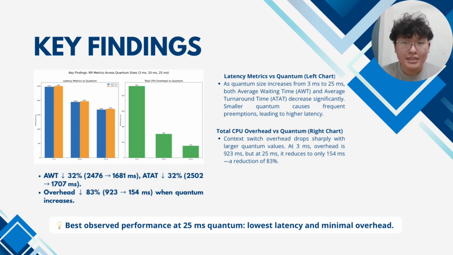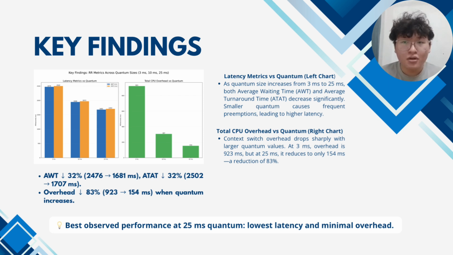As the quantum size increases from 3 milliseconds to 25 milliseconds, both latency metrics decrease significantly. Specifically, average waiting time decreases by 32% from 2476 milliseconds to 1681 milliseconds. Average turnaround time also decreases by 32% from 2502 milliseconds to 1707 milliseconds. In addition, the context switch overhead is reduced by 80% from 922 milliseconds to just 154 milliseconds. This happened because a larger quantum allows each process to execute longer and reduces the number of context switches.